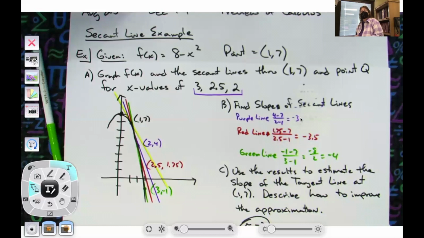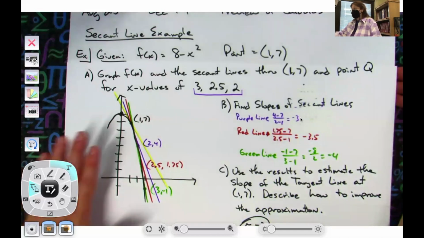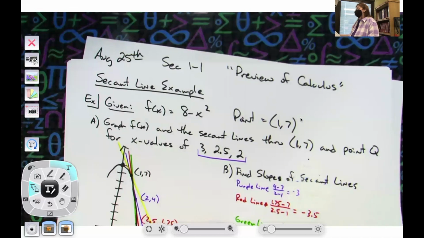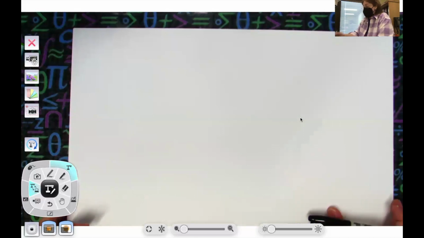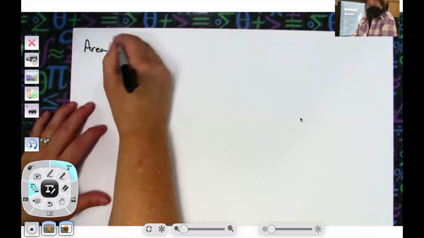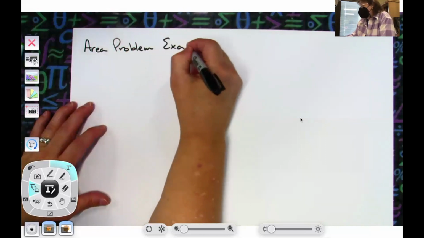Now it's about 10 after, so I'm going to keep going because we've got to do a rectangle. We've got to do an area problem. So this was a secant line example. Now the rectangle one is the explanation of the limit process you missed because you went and got your picture taken. Mathematically, I think you're going to be able to do this just conceptually understanding what I'm going to do here. So we're going to take a look at an area problem, my area problem example.